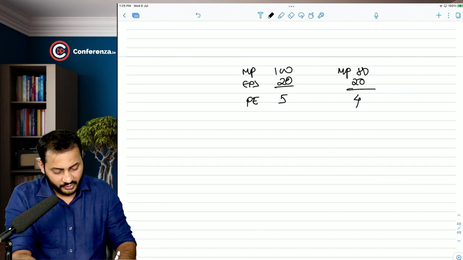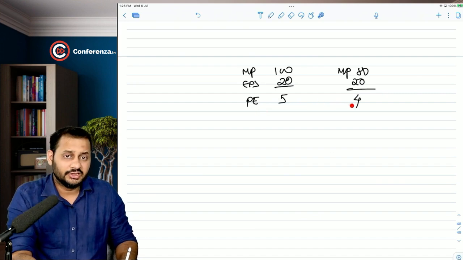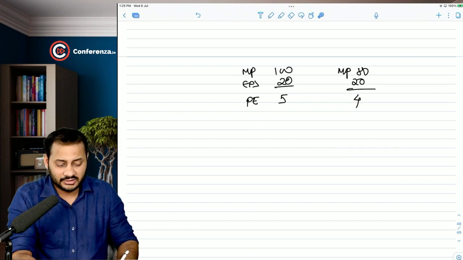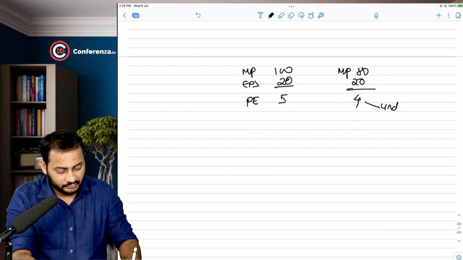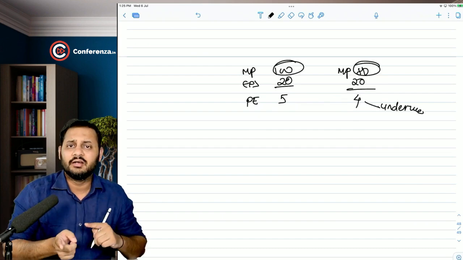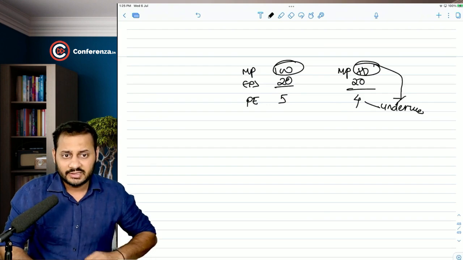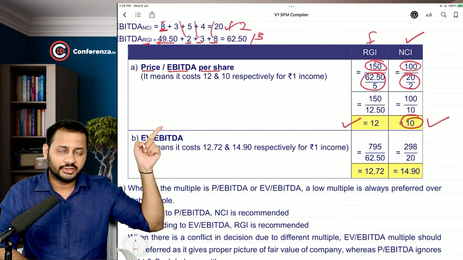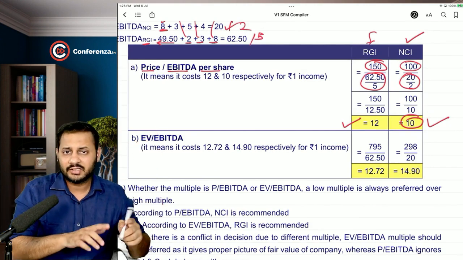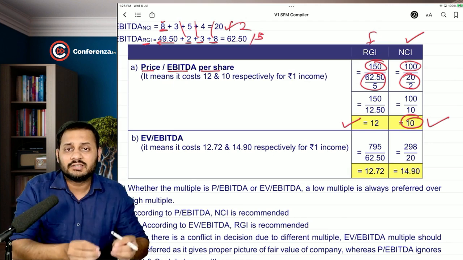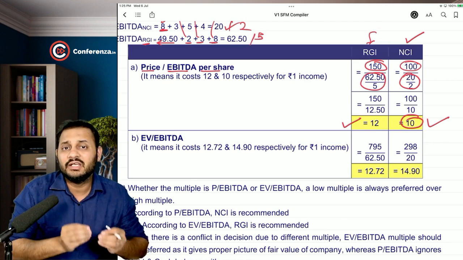So the company in which the P/E ratio is lower will be called the undervalued share. And it is right. You can clearly see the market price 80 is lesser than 100. It is undervalued. Similar will happen here as well. The ratio of price to EBITDA is 10 in NCI. That is undervalued because it is lesser than RGI. We have to pay less amount for the same EBITDA.